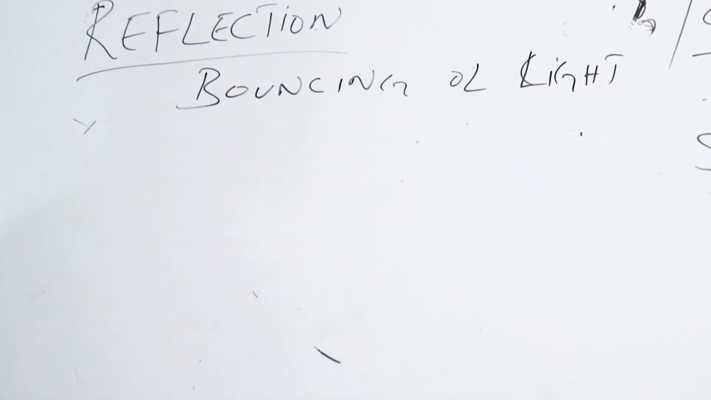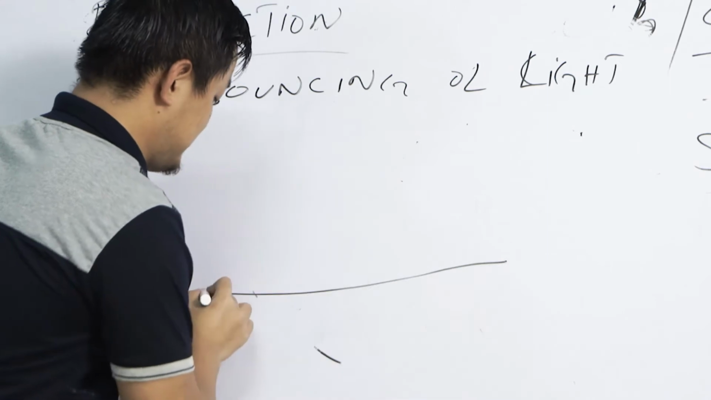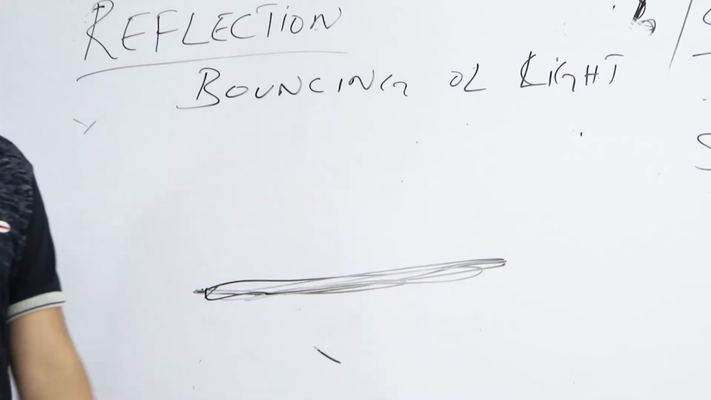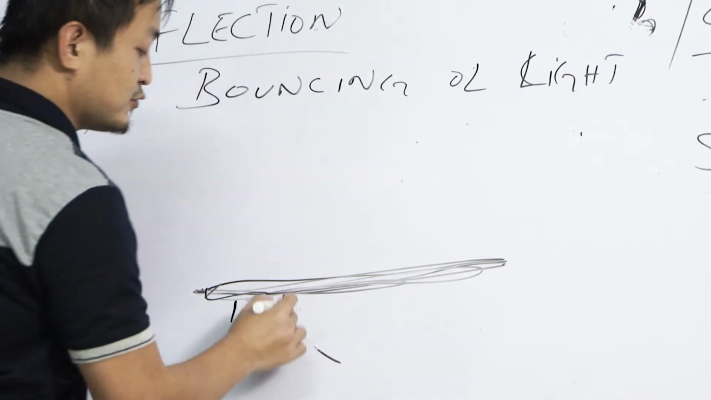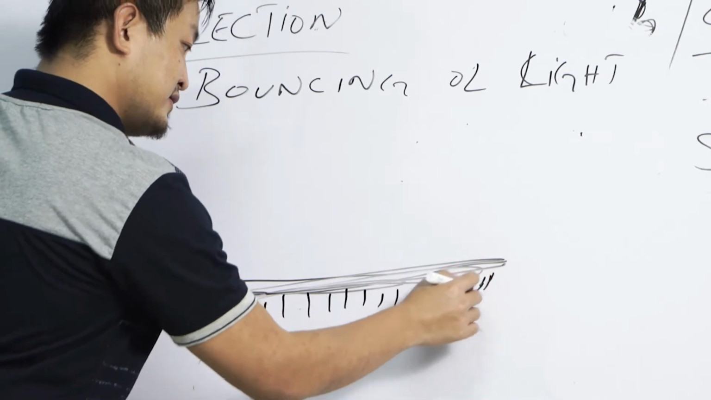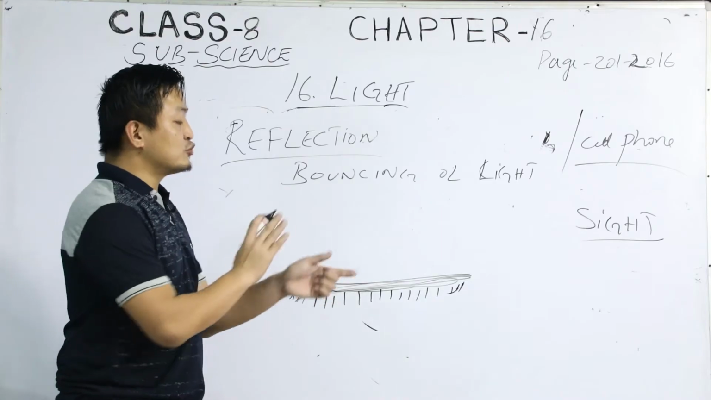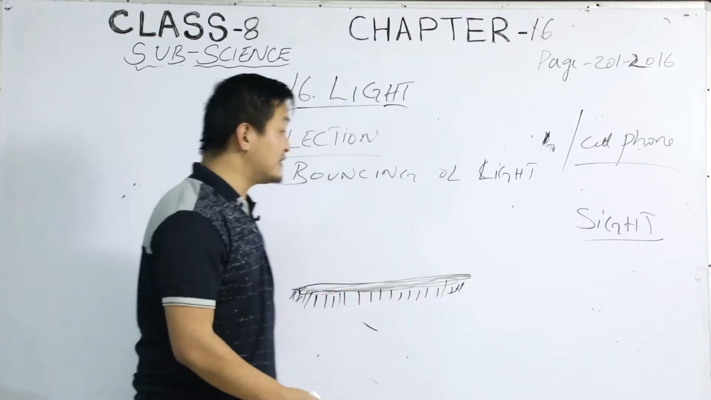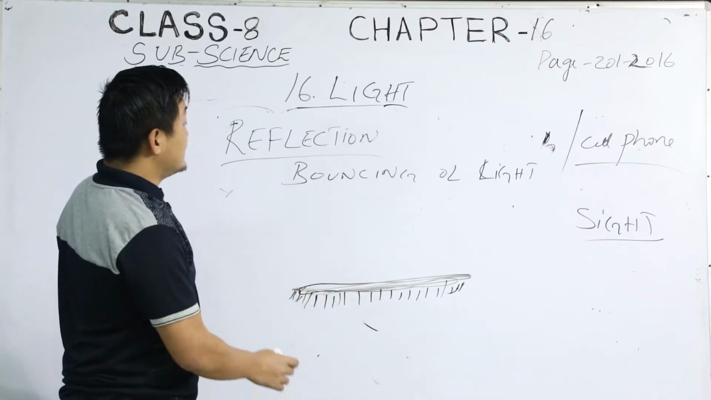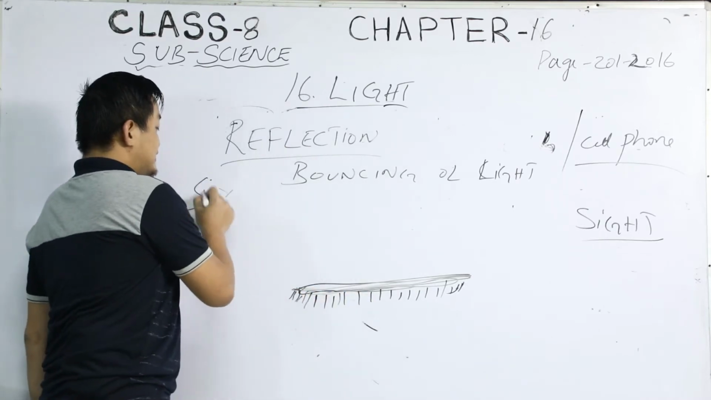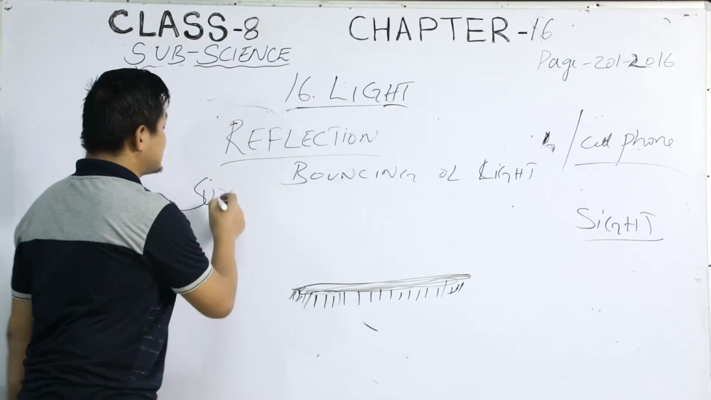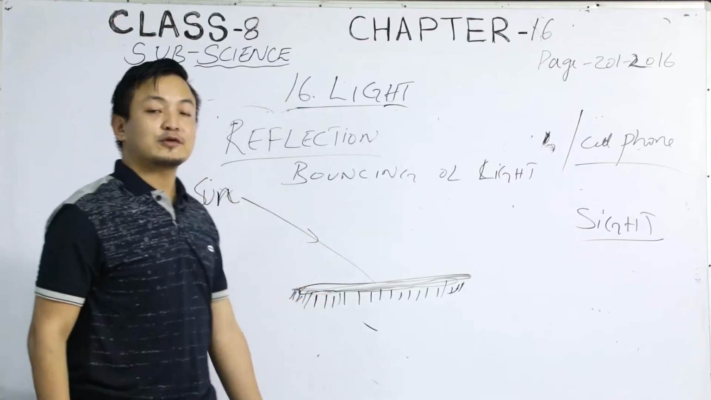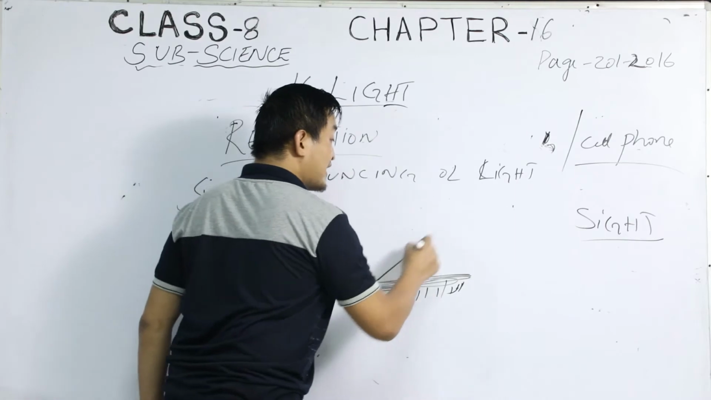Clear? So students, let's say this is a mirror, okay? Let's say this is a plane mirror. If you look at the back of a plane mirror, you will see a silver coating, right? So let's say this is our silver coating, and this is the mirror. Now if the source of light, let's take the sun, sends light rays that fall on this mirror, what will happen, students? It will get reflected, right?